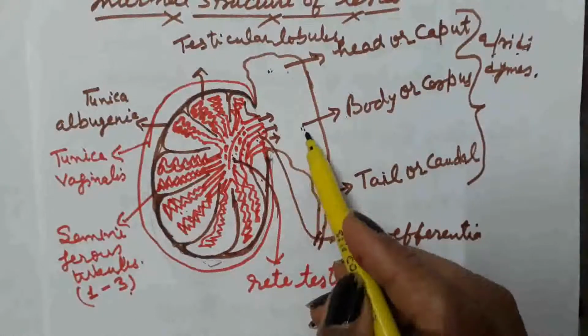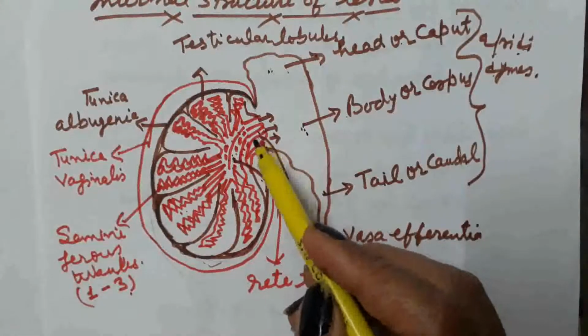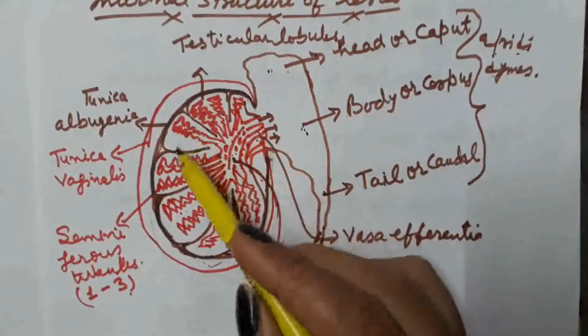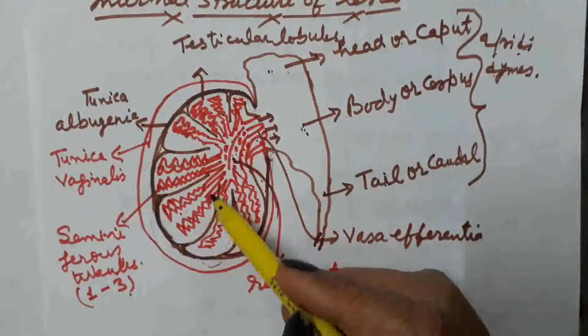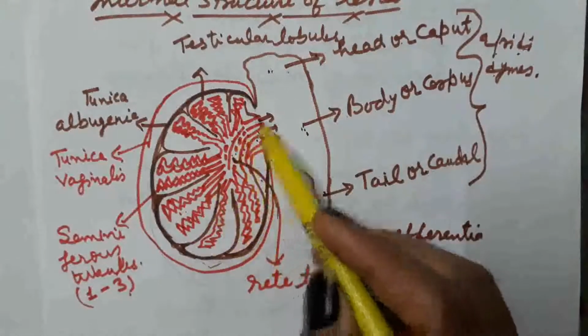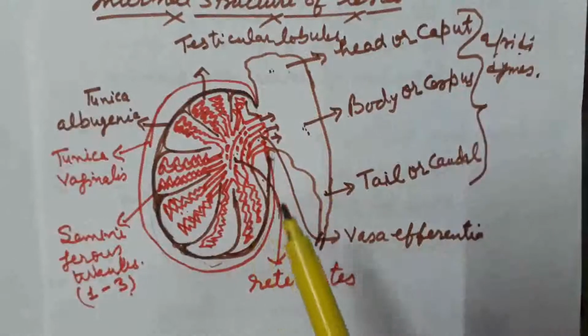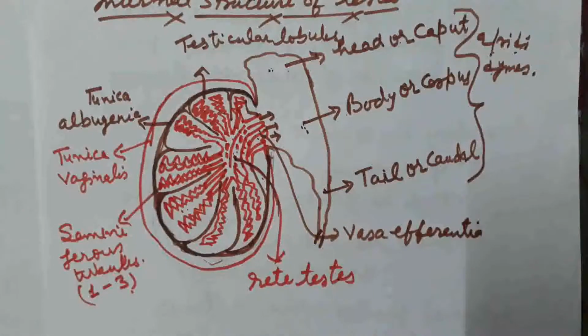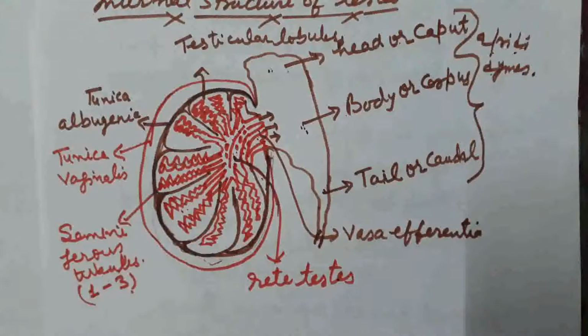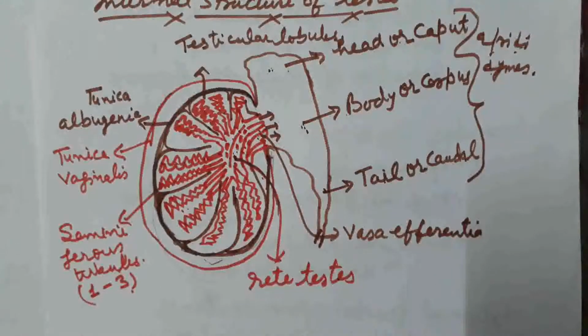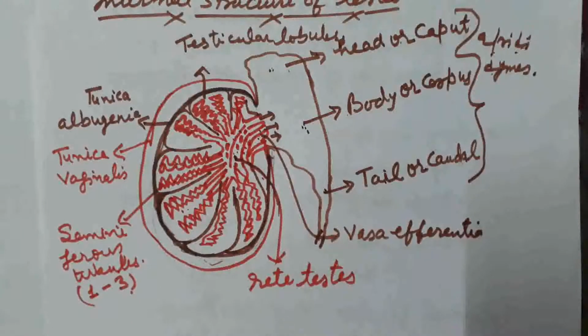Inside the epididymis, sperm enter, which are synthesized in the seminiferous tubule of the testis and then enter into the epididymis. For a short time, sperm are stored in the epididymis, receive physiological maturity, and gain the power of motility inside the epididymis. One more structure we are going to study here.